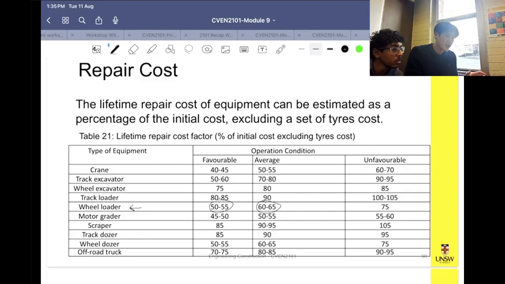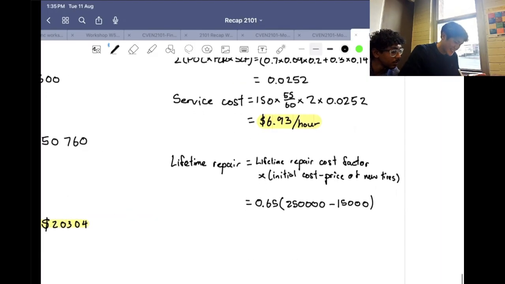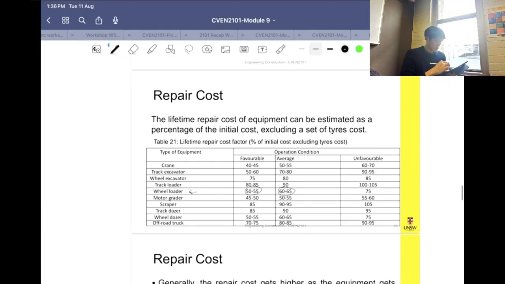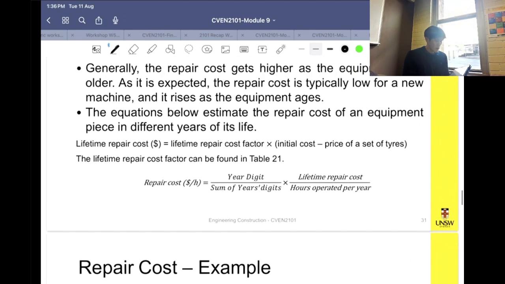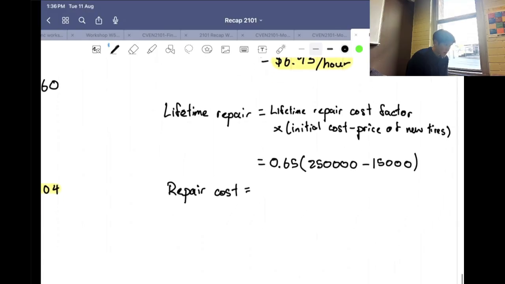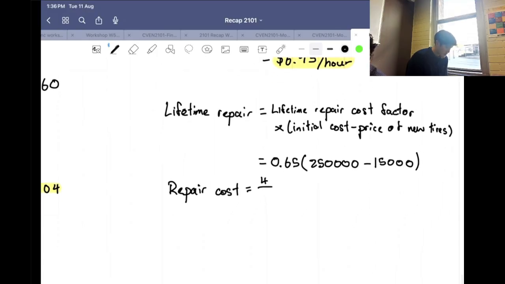What did you use it for? Just freestyle. So yeah, your repair cost, dollars per hour, is the year digit over the sum of the year digits times the lifetime repair cost over the hours operated per year. So the year digit, it is in year 4, over the sum of 1 to 4, which is 15. Is that right? 4 plus 3, 7.